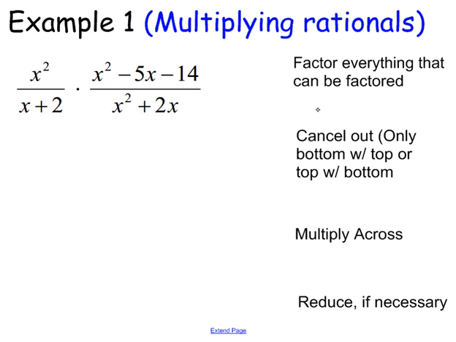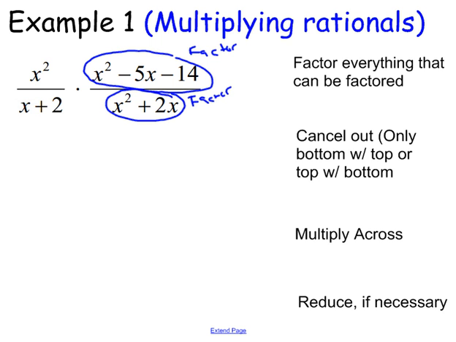We're going to begin by factoring everything that can be factored. So this we could factor. And this we could factor. This here, I'm going to do in a different color. This cannot be factored, so you just leave it like that.